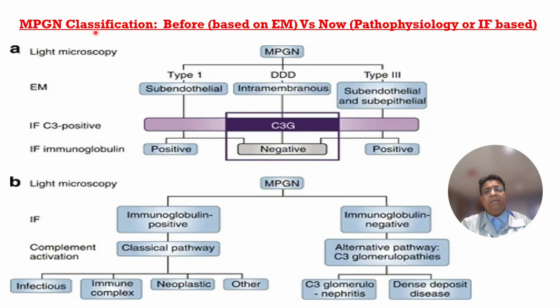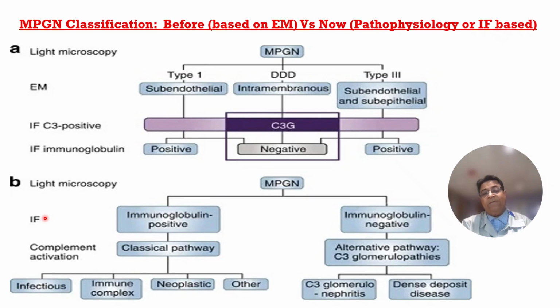So MPGN has a big differential. How do you make sense of all the different causes that can lead to an MPGN pattern? Obviously attempts were made to classify these etiologies. The older classification was based on electron microscopy, but it was non-intuitive and it didn't really take into account the underlying pathophysiology. The newer or current classification is based on immunofluorescence. So you diagnose an MPGN pattern based on light microscopy, and then you look at the immunofluorescence.